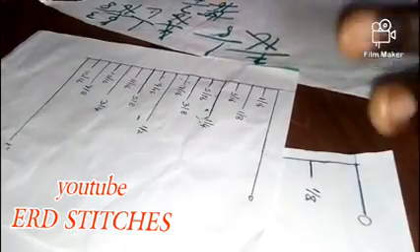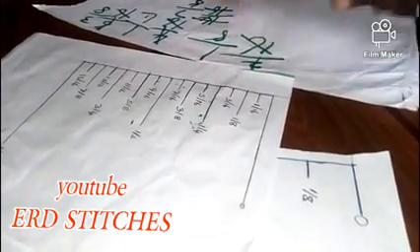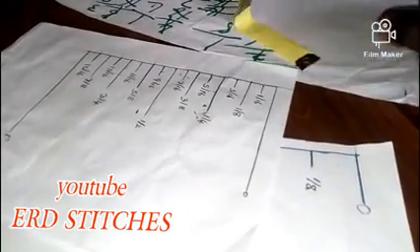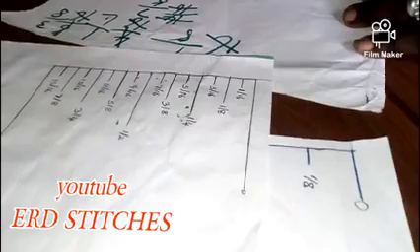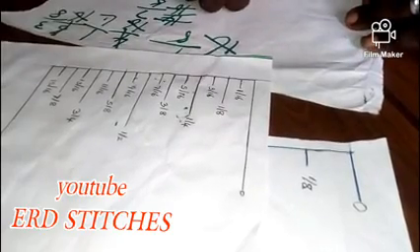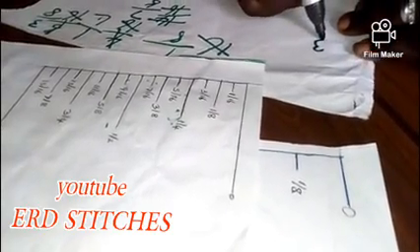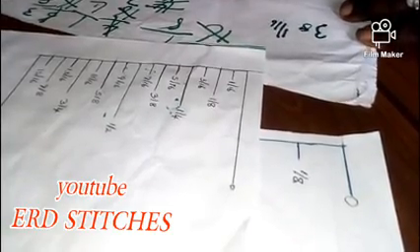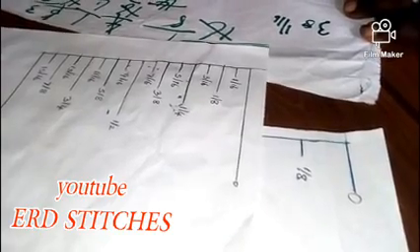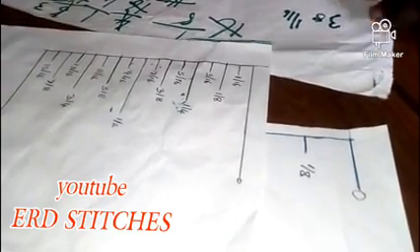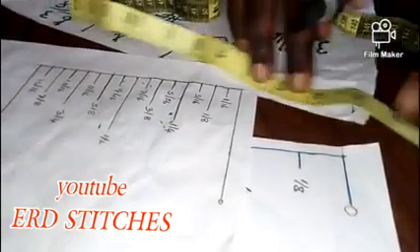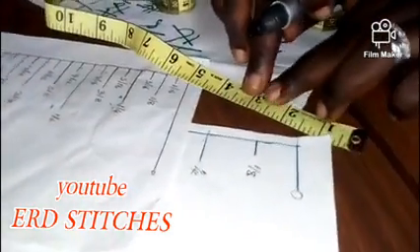Now, let's go to using it in measurements. For example, somebody sends you a measurement of 3 inches and 1 over 16. So what it means is you have 3 inches on your tape, 3 inches here.